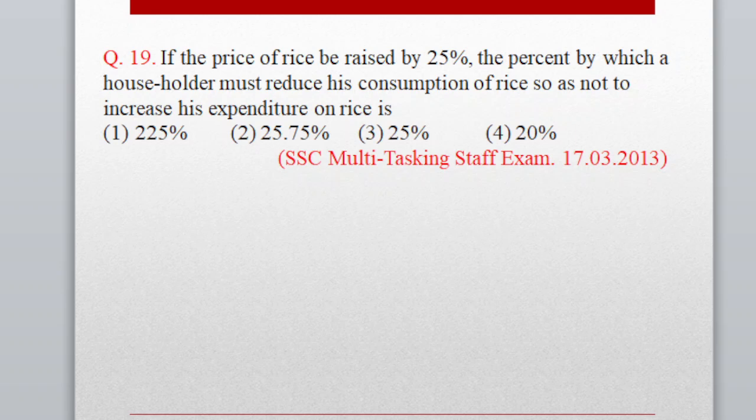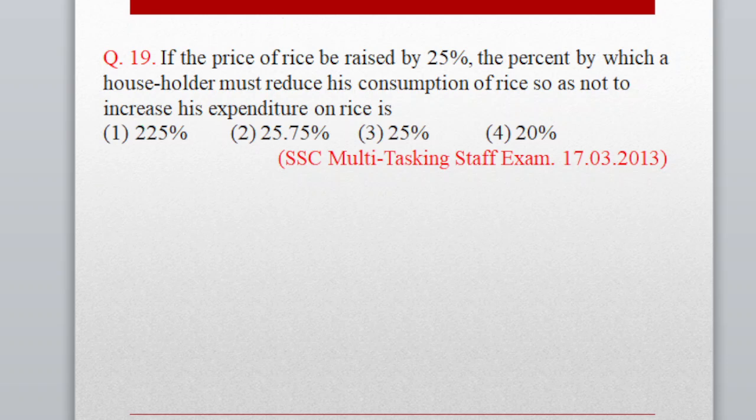Question number 19. If the price of rice be raised by 25%, the percent by which a householder must reduce his consumption of rice so as not to increase his expenditure on rice is dash. Here we have a formula. I have already told that formula in my complete percentage chapter. You can go through that link that is given in the description box.